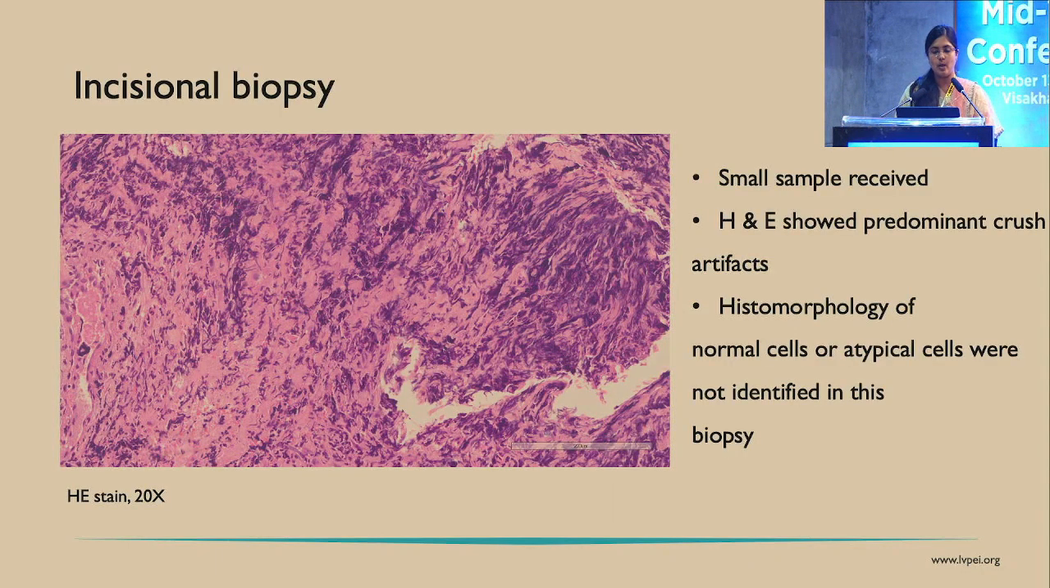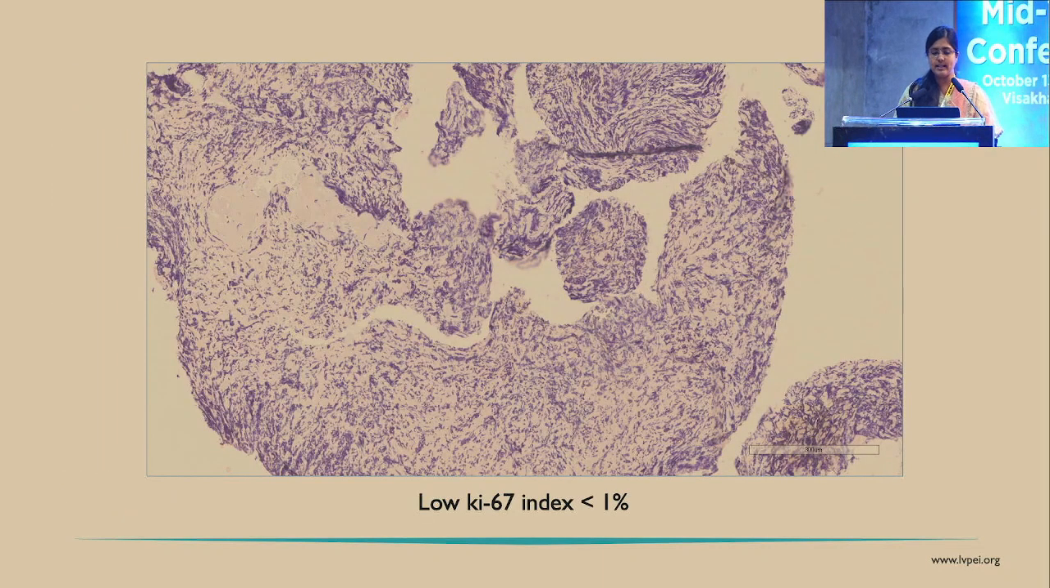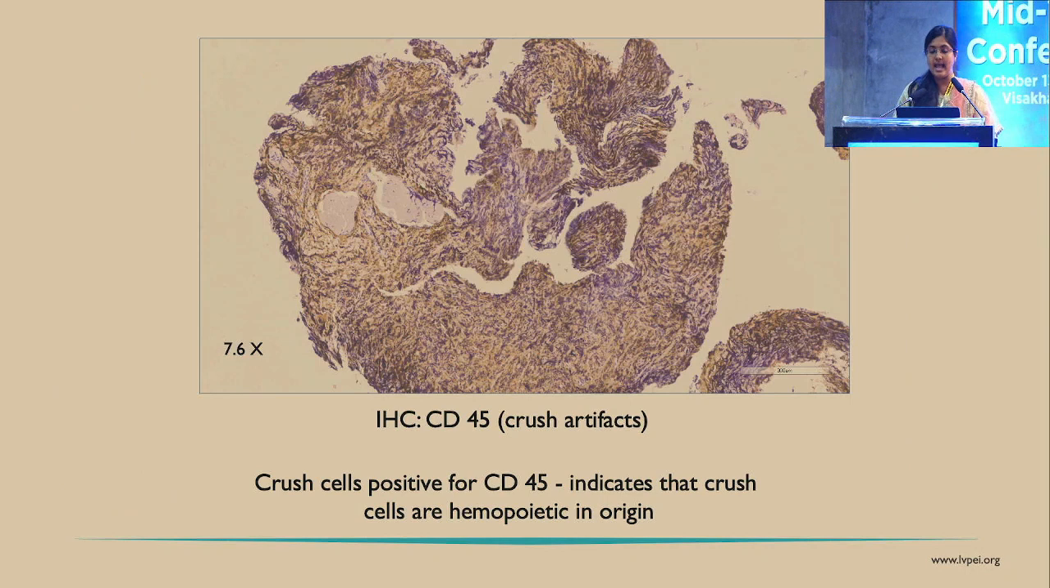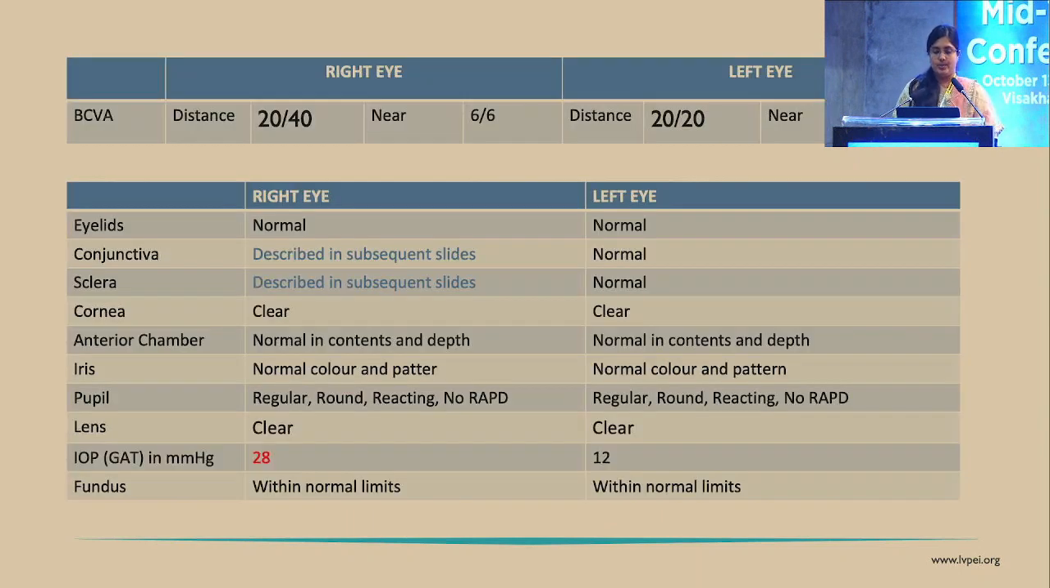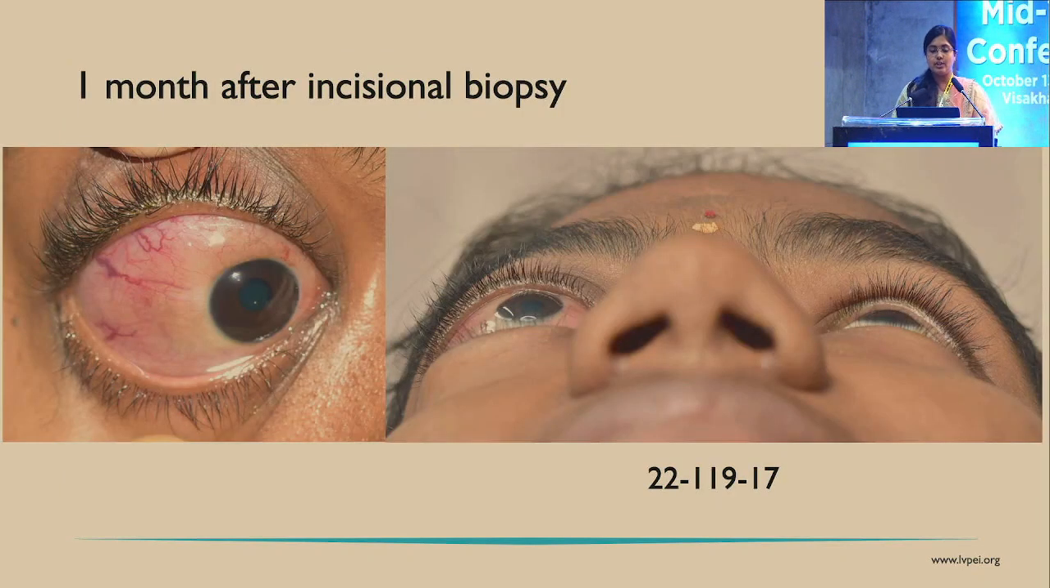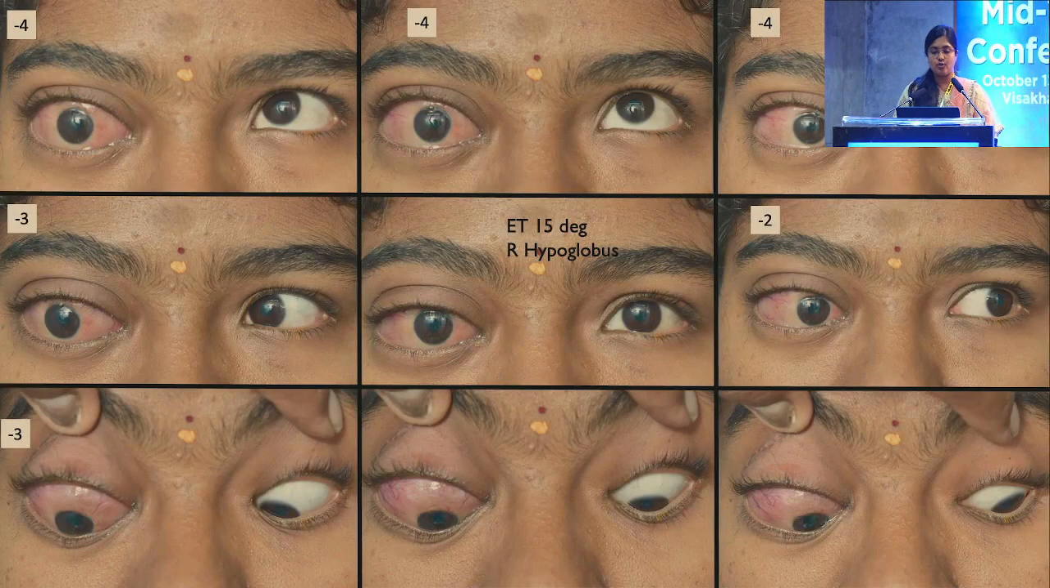The incisional biopsy showed predominantly crush artifacts, due to which the morphology of normal or abnormal cells could not be identified. The Ki-67 index of these cells was less than 1% and these crushed cells were positive for CD45. However, the biopsy was inconclusive and the patient was advised to get a repeat biopsy. While awaiting the HPE and IHC reports, the lesion became more diffuse with chemosis, proptosis increased, and the extraocular movement limitation also increased.